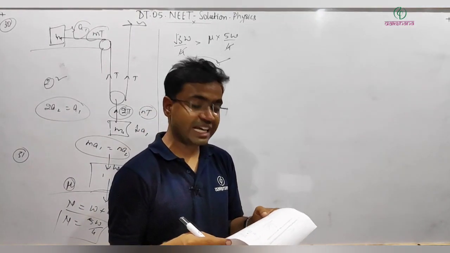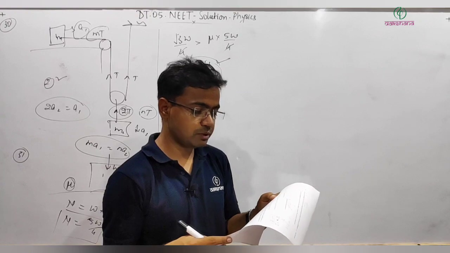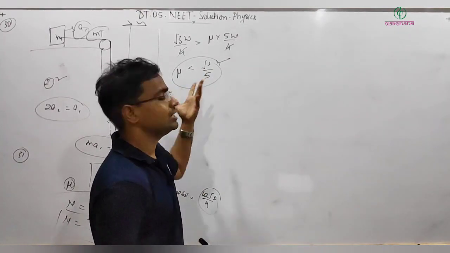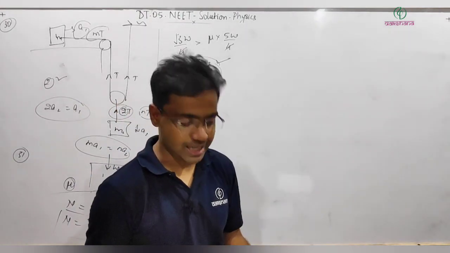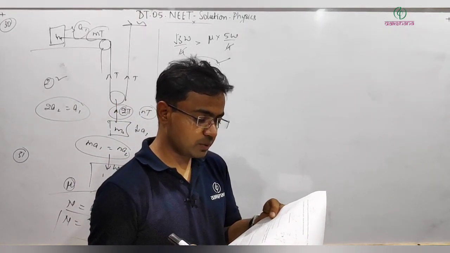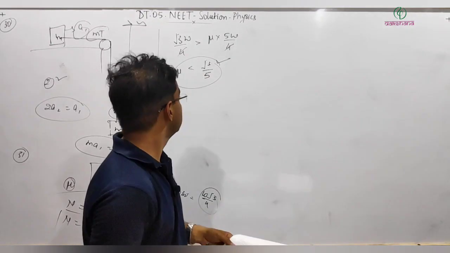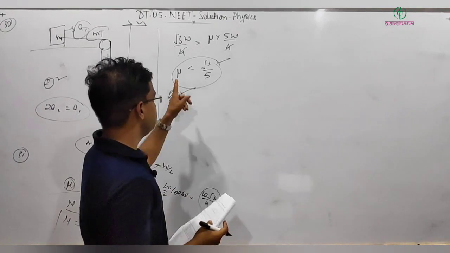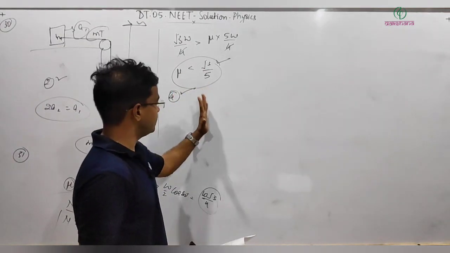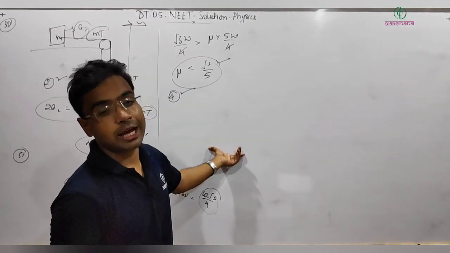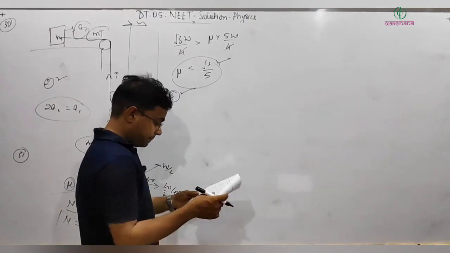For mu greater than root 3 by 5, friction force will do positive work. If mu is greater than this, in that situation it will not move, friction will be higher. Fourth option, for mu less than this, work done by friction force is negative, so that will be the correct option. For mu less than this, friction will be acting backward, it will be moving forward, so work done by friction will be negative, and that's the correct option.